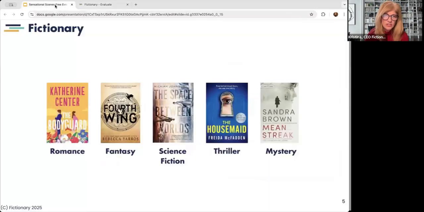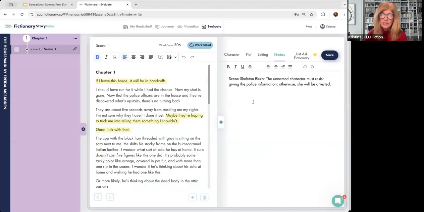So that's science fiction. Then we have The Housemaid. So here, the scene skeleton blurb: the unnamed character must resist giving police information, otherwise she will be arrested. So the entry hook is, "If I leave this house, it will be in handcuffs."